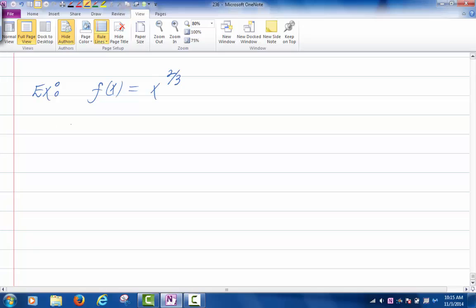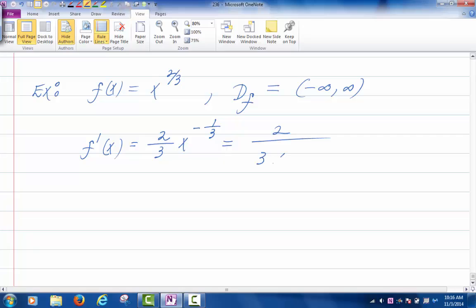And so what should I do? Well, first of all, I'll say that the domain of that function is all real numbers. And okay, so the first thing I do is compute the derivative. So if I look at the derivative of f at x, that will be the power rule, 2/3 x to the negative 1/3, which is the same as 2/3 times 1 over x to the 1/3.